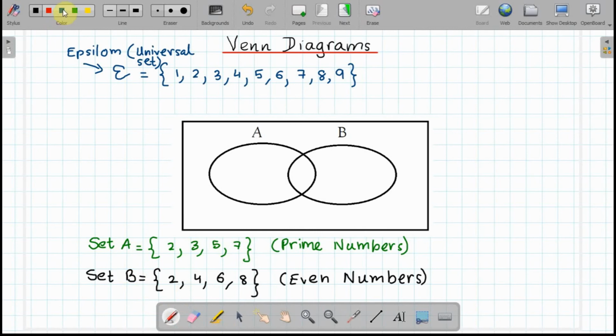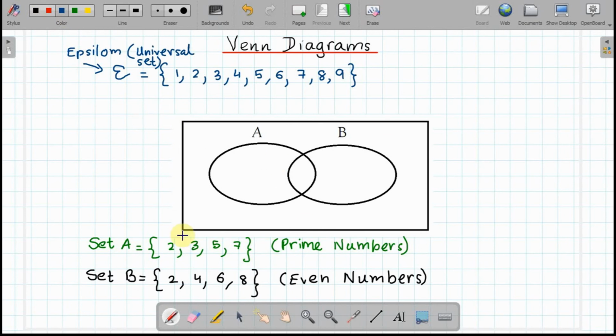So how does this work out? If we look at set A and set B carefully, both of them share one common element, which is the number 2. So if we look at our Venn diagram now, we're going to start filling it up.